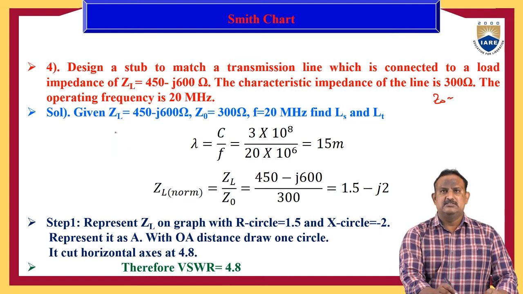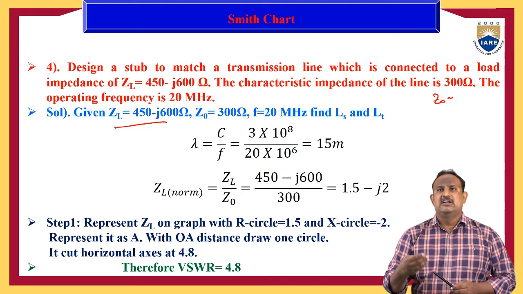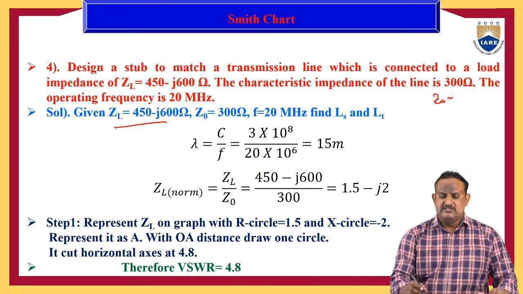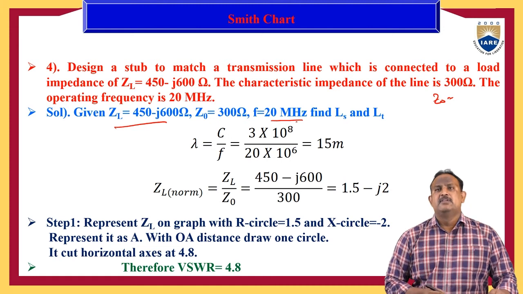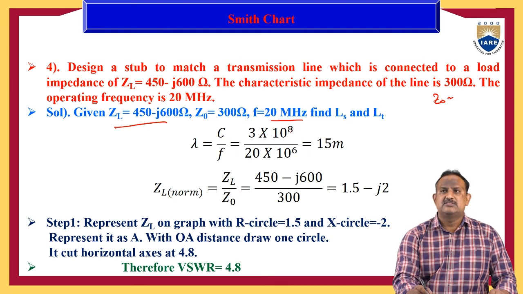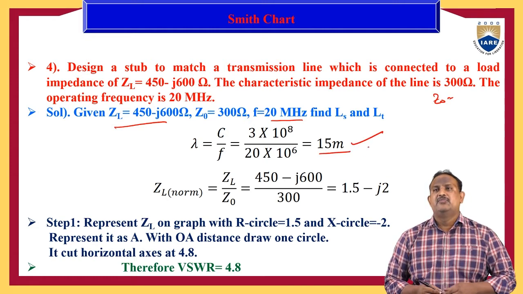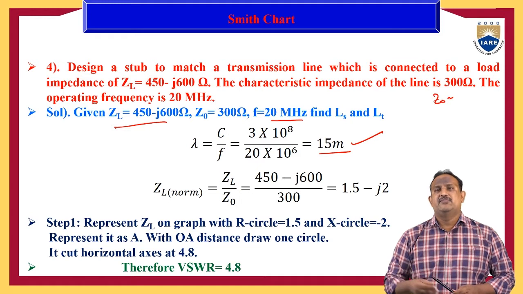Here ZL is given as 450 minus J600, Z0 equal to 300, and frequency F equal to 20 megahertz. For lambda we have the formula C by F, where C is equal to 3 into 10 power 8, the velocity of light, divided by the frequency of 20 into 10 power 6. So the wavelength lambda equals 15 meters.